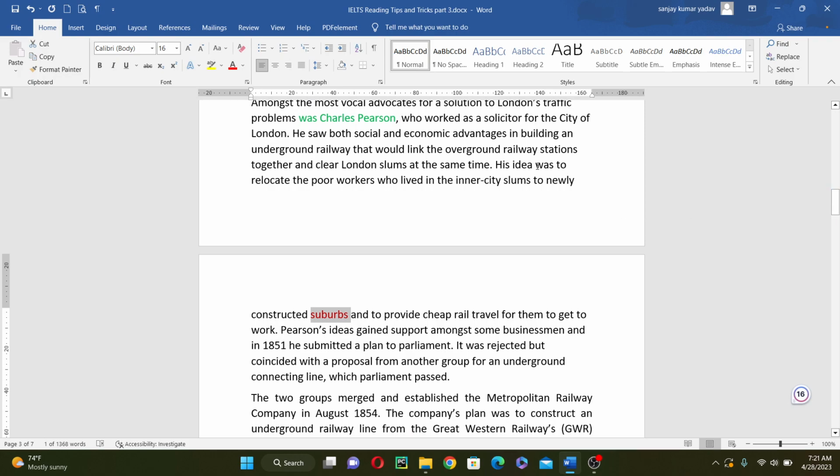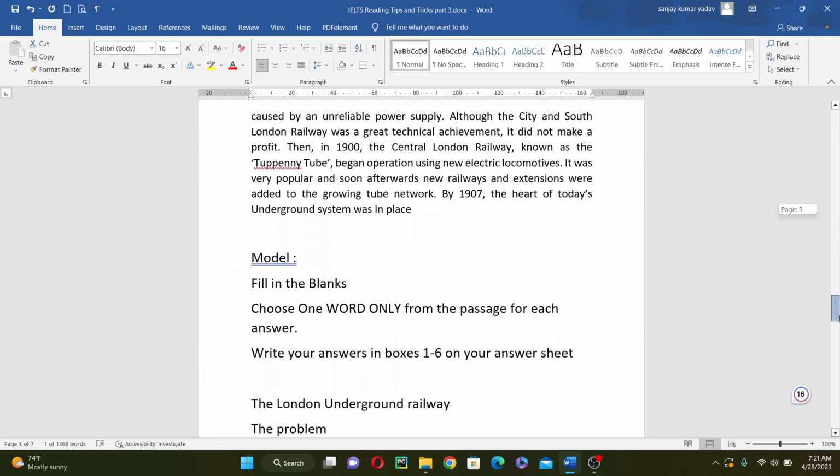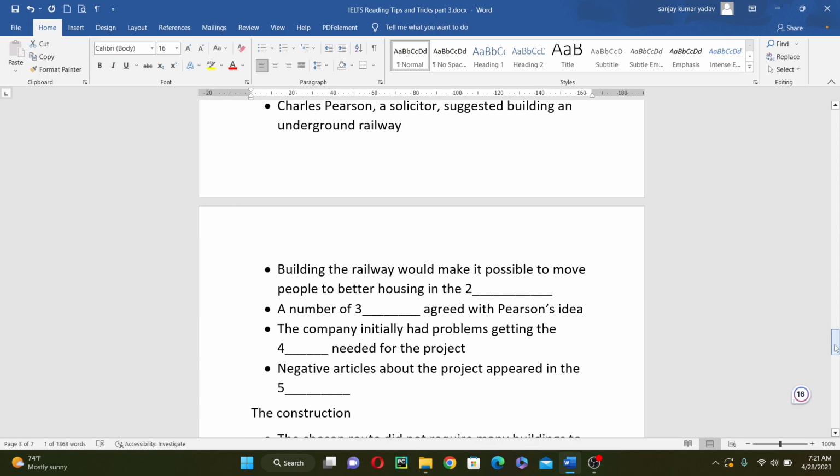His idea was to relocate the poor workers who lived in the inner city slums to newly constructed suburbs, and to provide cheap railway travel for them. So of course, I think suburb is the answer. Building the railway would make it possible to move people to better housing in the suburb. So definitely the suburb would be the answer.